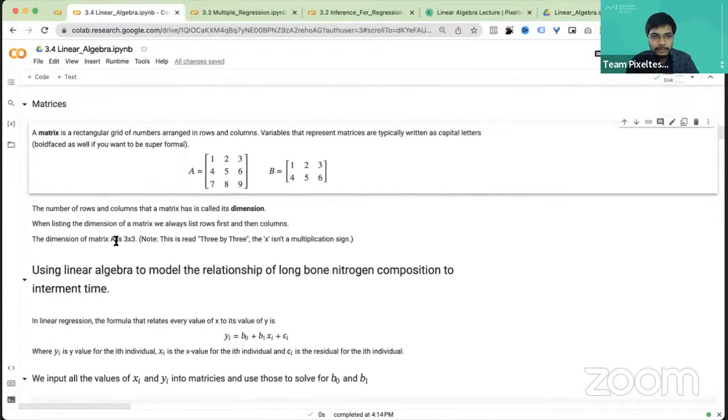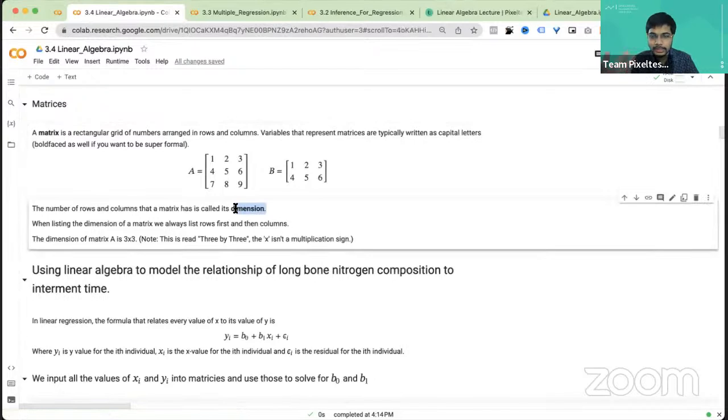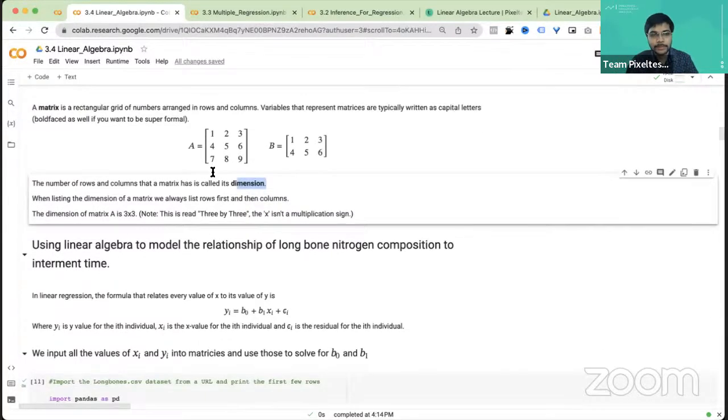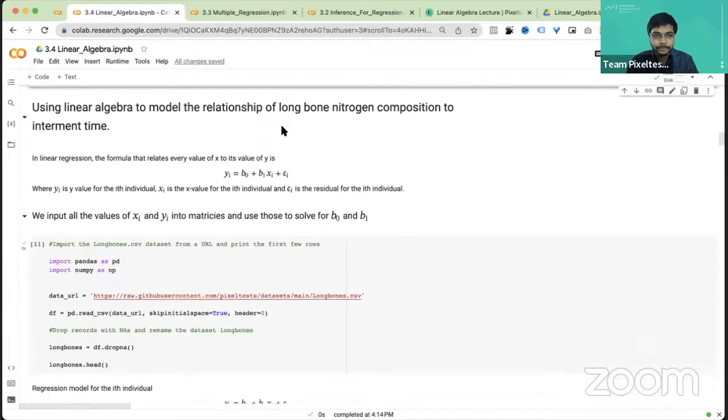So for a matrix, the number of rows and columns it has is called its dimension, which is something that we all know, right? In arrays or NumPy, the shape is nothing but the dimension. When listing the dimension of a matrix, we always list rows first and then columns. These are simple things: 2 rows, 3 columns, 2 by 3.